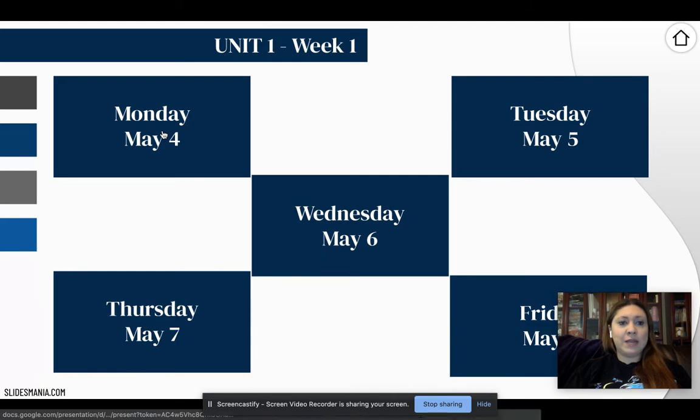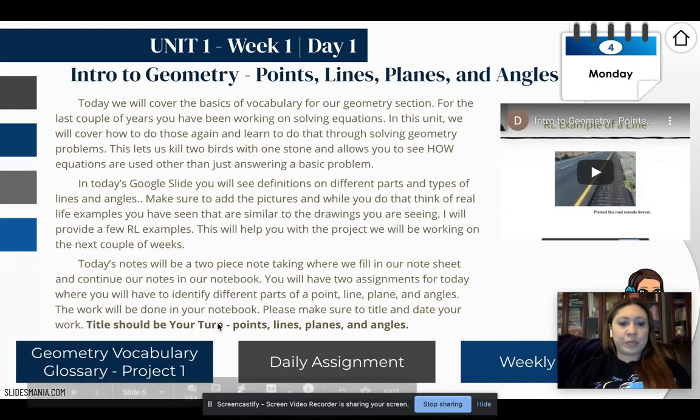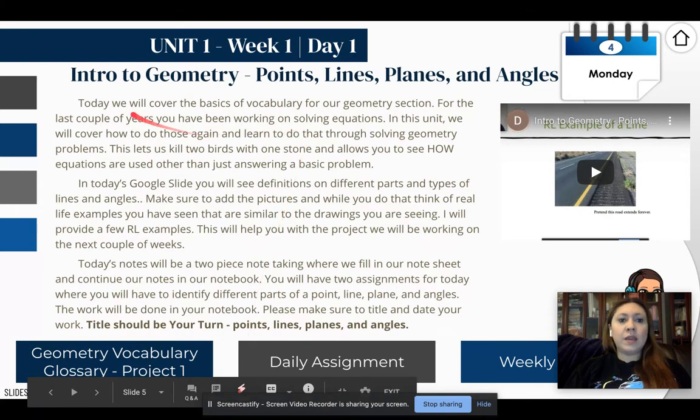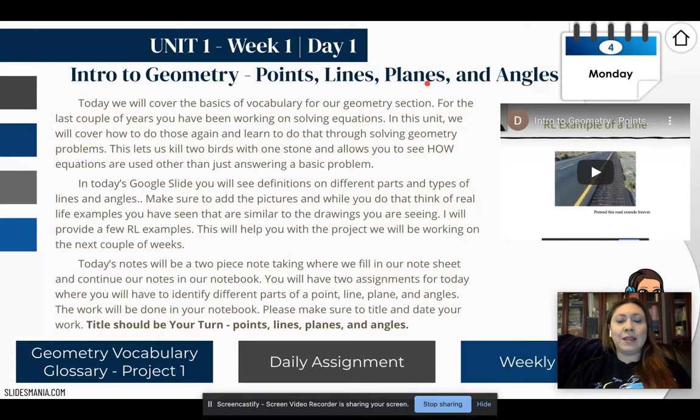Today is May 4th, so I'm going to click on May 4th. This is our intro for today: intro to geometry, points, lines, planes, and angles. Today we will cover the basics of vocabulary for our geometry section. For the last couple of years, you have been working on solving equations. In this unit, we will cover how to do those again and learn to do that through solving geometry problems.